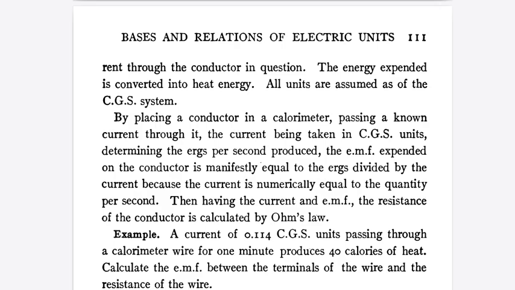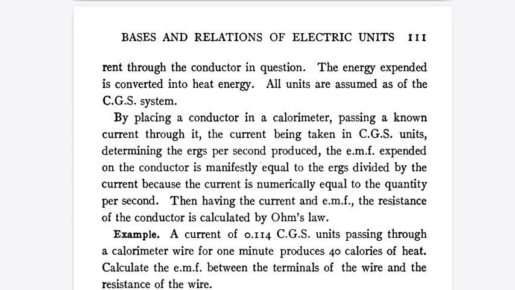All units are assumed as of the CGS system. By placing a conductor in a calorimeter, passing a known current through it, the current being taken in CGS units, determining the ergs per second produced, the EMF expended on the conductor is manifestly equal to the ergs divided by the current, because the current is numerically equal to the quantity per second. Then, having the current and EMF, the resistance of the conductor is calculated by Ohm's law.